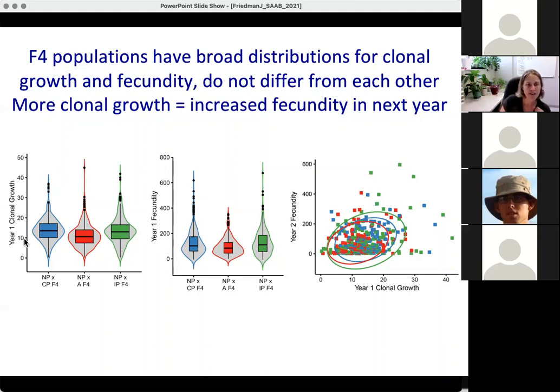In fact, the 3 sets of F4s don't differ much for clonal growth. And again, this suggests that clonal growth is dominant. And so even if you have the annual in red here as your one parent, provided your other parent is perennial, you're getting those clonal growth genes. But that's not the case for fecundity. So the annuals do tend to have lower fecundity.